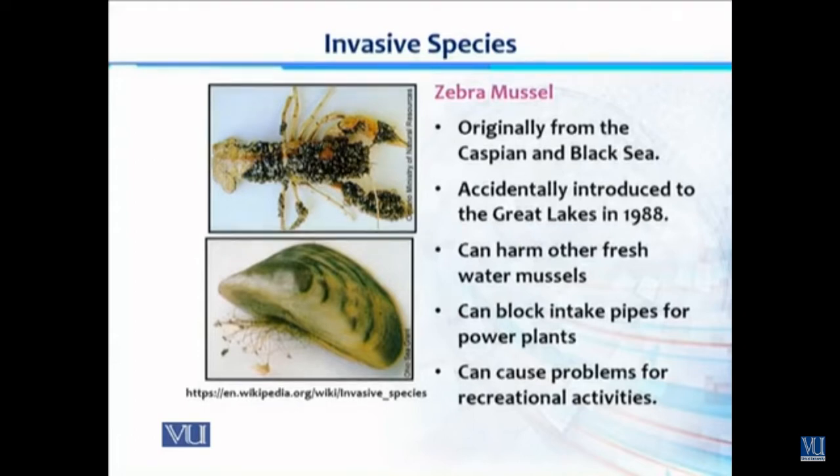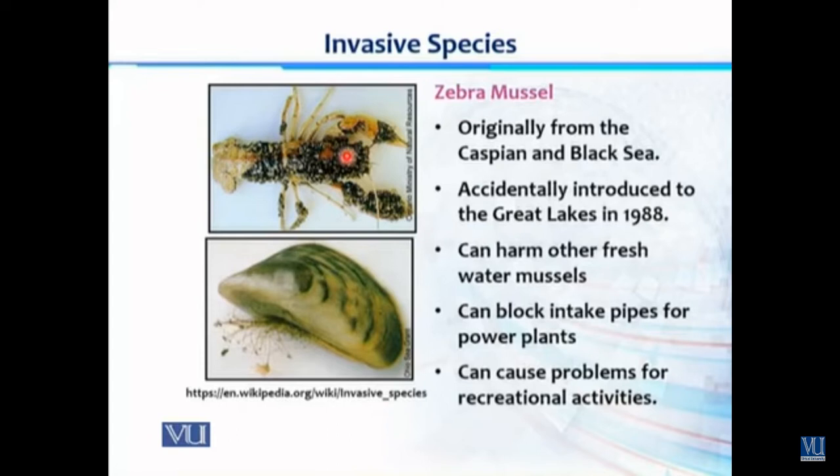Here we can see these zebra mussels. It's a small animal which attaches to the body of other animals in a new habitat. It was accidentally introduced to the Great Lakes in 1988. Attached to the wooden surface of ships, they started reaching from one place to another, and one of those places was the Great Lakes. Once they reached the Great Lakes, there was no other strong species there to compete with them. So resultantly they took control of that habitat.